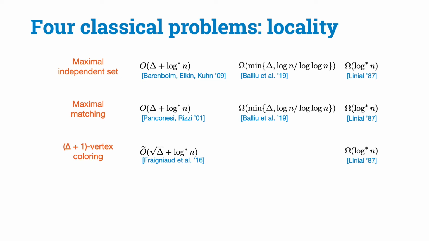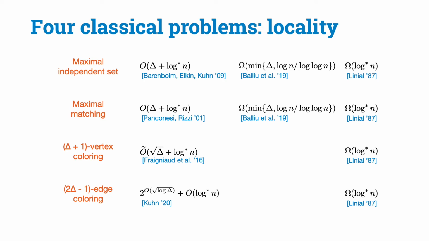While maximal matching and maximal independent set are equally hard, we know that the delta plus 1 vertex coloring problem is easier. In fact, Fraigniaud et al. showed in 2016 that the delta plus 1 vertex coloring problem can be solved in roughly square root delta plus log star n rounds. While Linial's lower bound says that this problem cannot be solved faster than log star as a function of n, we still do not know any lower bound as a function of delta, and this is a major open question in the field.